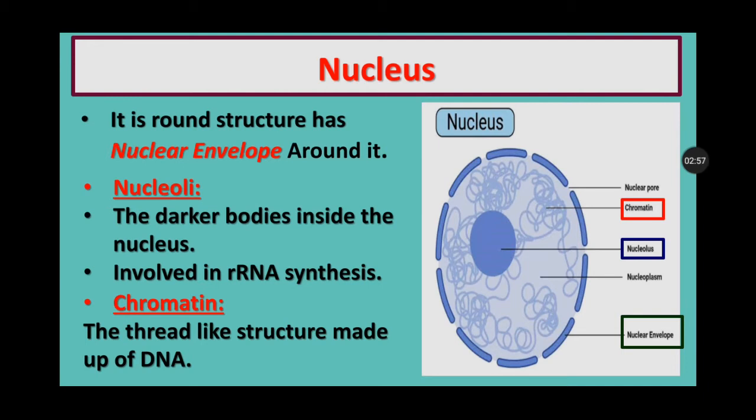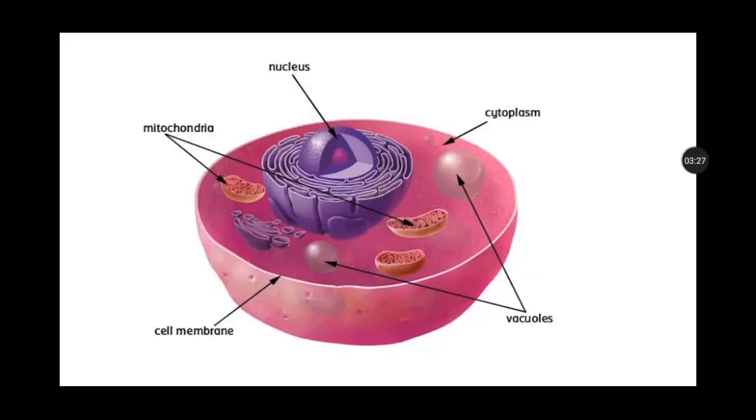These are made up of the chemical DNA, which is deoxyribonucleic acid. So this is known as chromatin. This thread-like structure is known as chromatin. It is present inside the nucleus. Now, this chromatin material condenses into chromosomes when the cell enters the cell division stage, or when the cell is going to reproduce. This chromatin material will condense into the chromosomes.